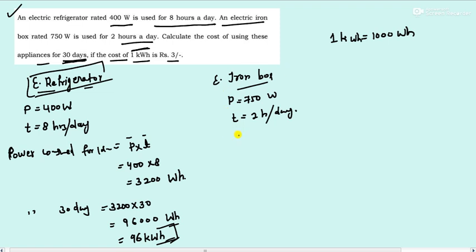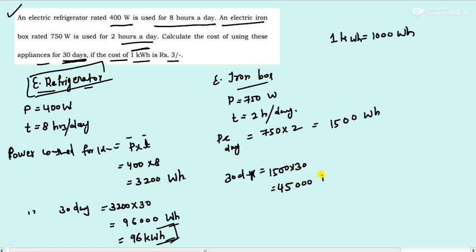Now coming to iron box, here again the electrical energy is equal to 750 into 2. Okay, because this is 750. Next, 1500 watt hour. This is per day, in a single day. Now for 30 days it will be 1500 into how much? 30. So how much is this? 45000 watt hours, but we need in kilowatt, so just divide by 1000, means just remove these 3 zeros, this becomes 45 kilowatt hour.